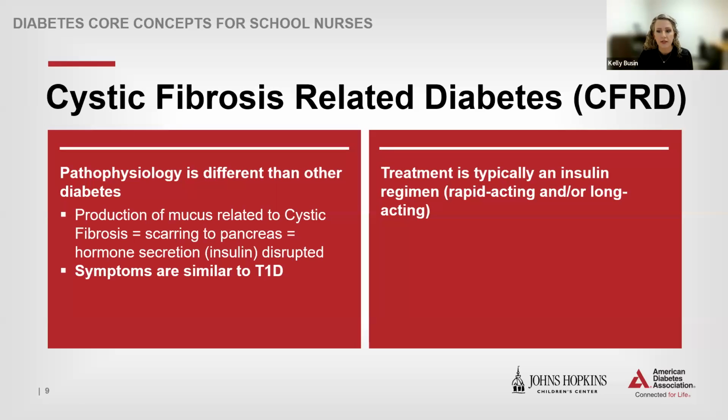And because there's direct involvement with destruction of beta cells, symptoms of CFRD are very similar to type 1 diabetes. And that means that the treatment for CFRD is also very similar to type 1. And these students are usually placed on an insulin regimen consisting of long-acting insulin. And sometimes they're also paired with rapid-acting insulin if they're having a lot of post-meal blood sugar spikes.